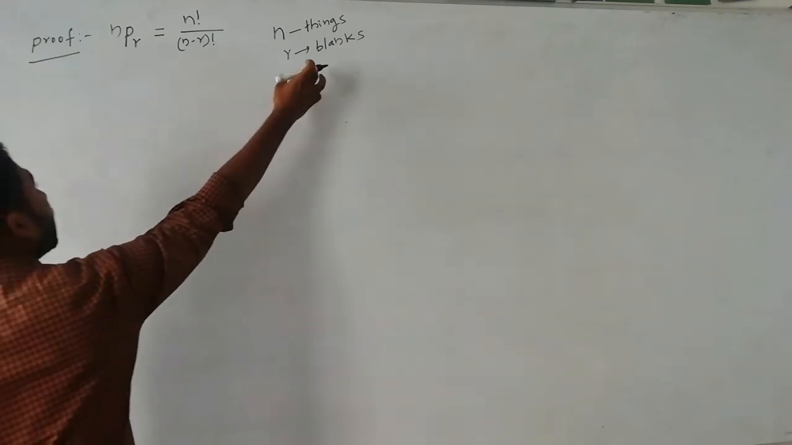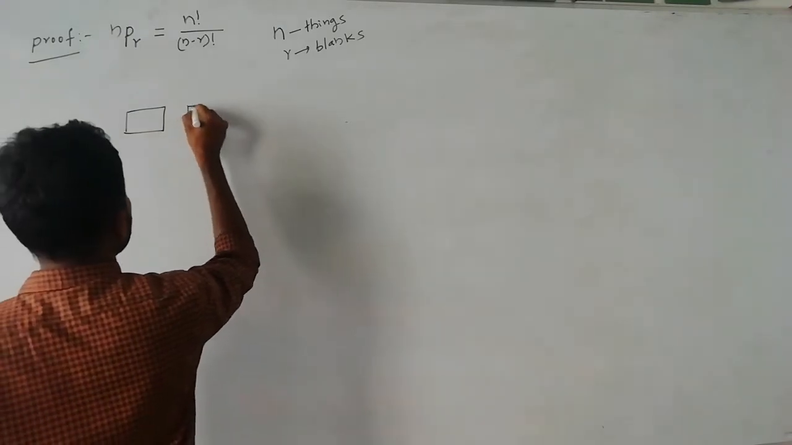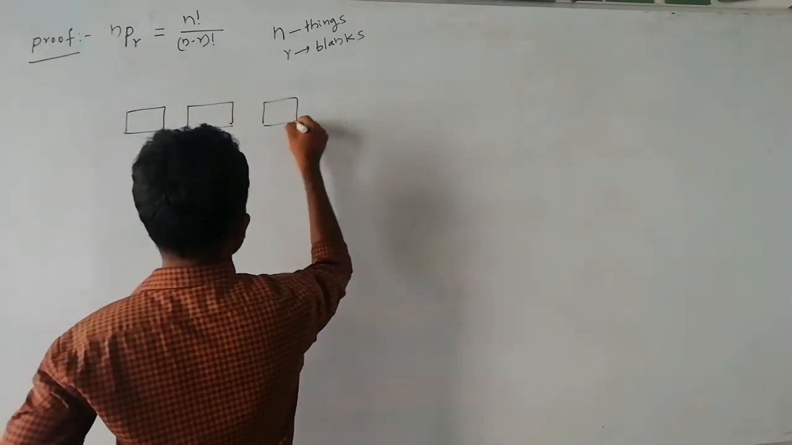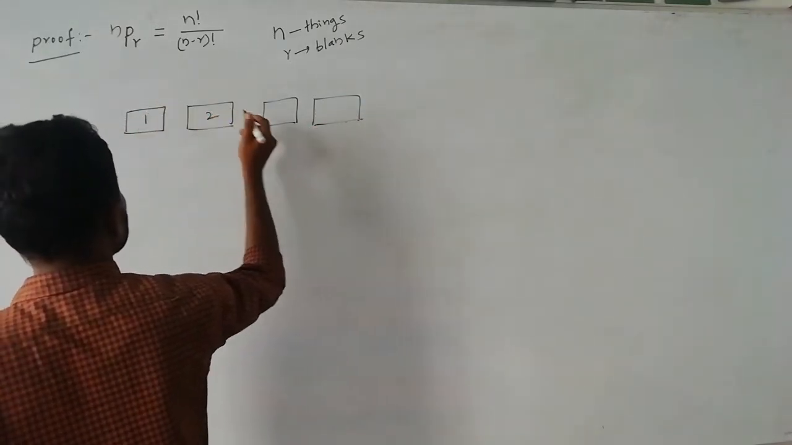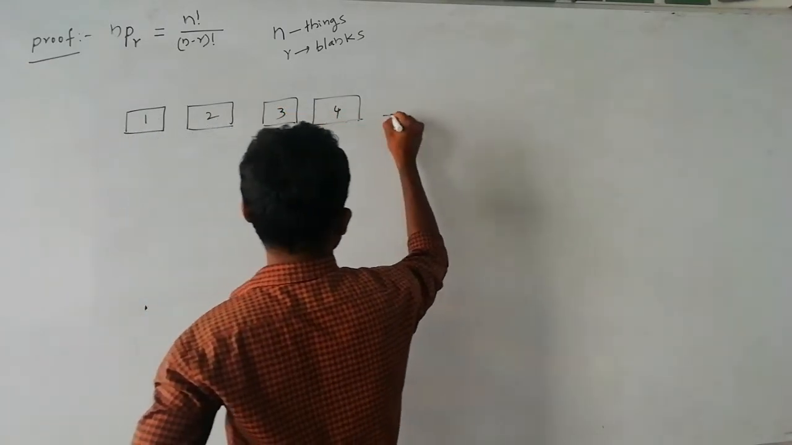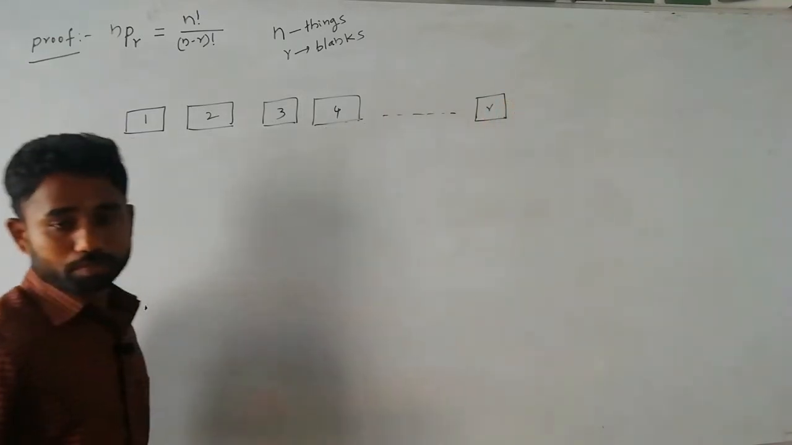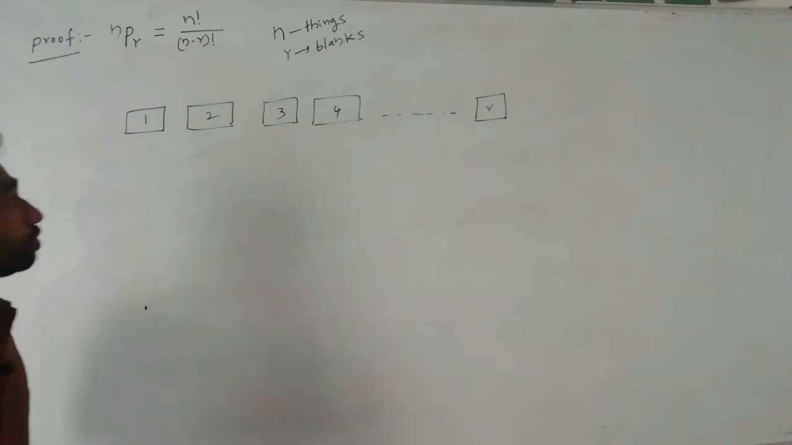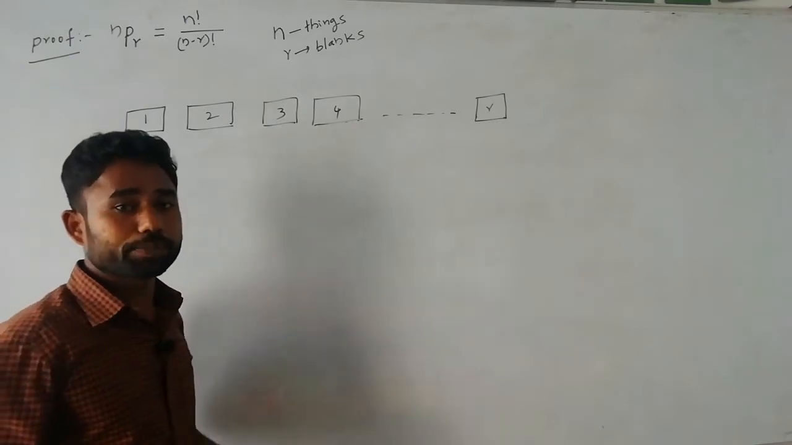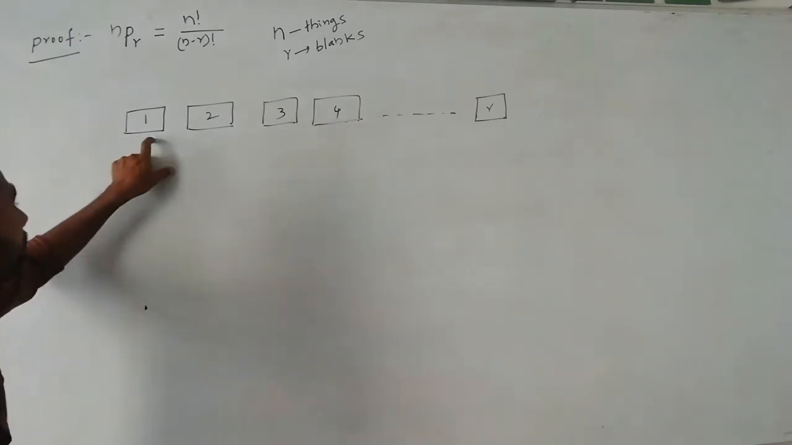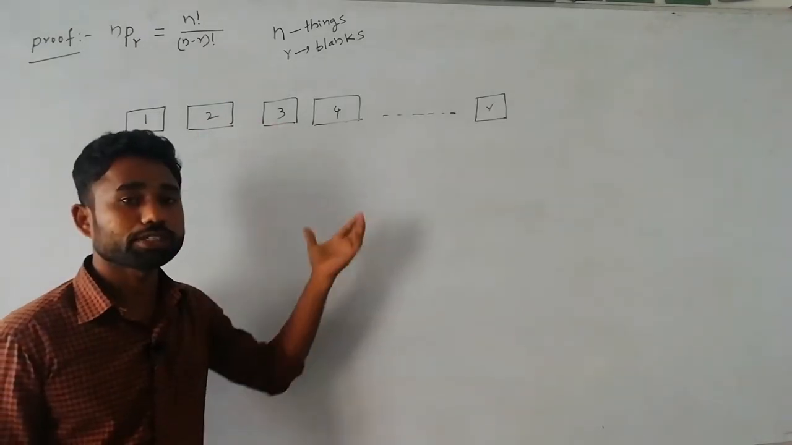Okay, here how many blanks are there? I am taking blanks 1, 2, 3, 4 and so on. Here we have n number of things, and it is an arrangement. In the arrangement we have to definitely fill up the first place, clear? After that the second place, after that the third place. In this way we can fill up. So it is the arrangement.